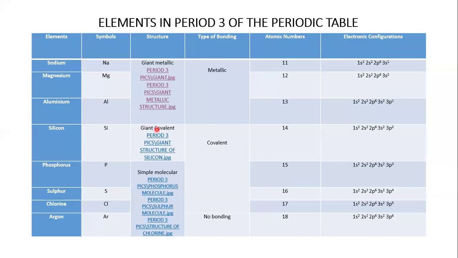But for silicon, the type of bonding is covalent. So it is a metalloid. Metalloids are elements that can behave sometimes as metals, sometimes as non-metals. So silicon is one of them, the metalloid with a giant covalent structure. Some people call it giant atomic. Yes, it is okay.